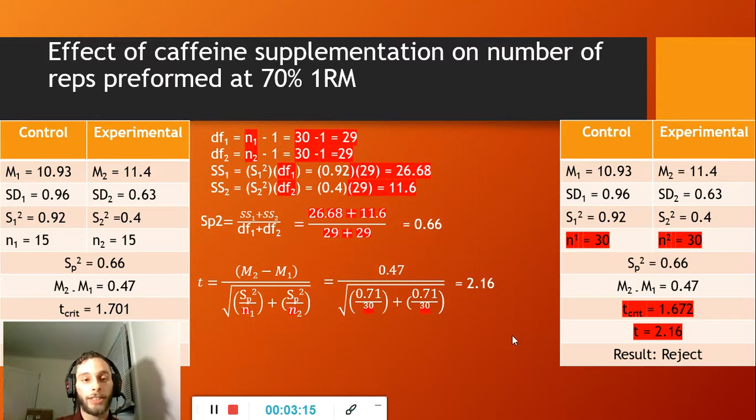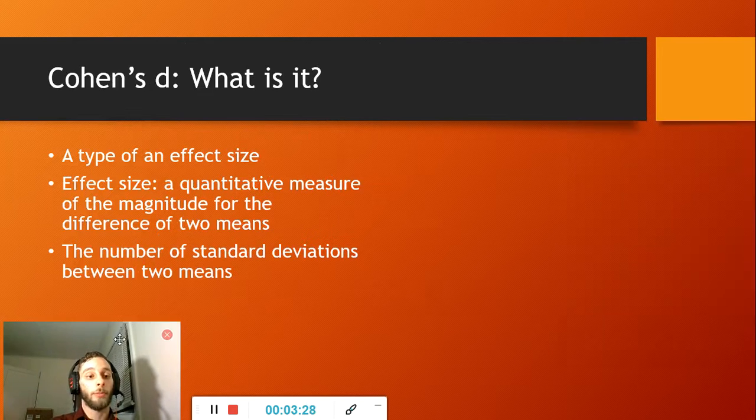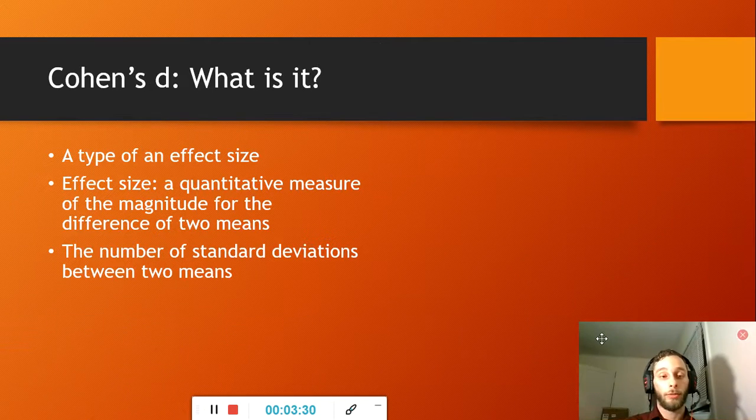Now the issue here is this is saying we have statistical significance, but what's the practical aspect of this? What's the magnitude of the difference between the means of the groups here? We don't know unless we do another calculation. And that's where a measure of effect size comes in. The measure of effect size we're going to look at is Cohen's D.